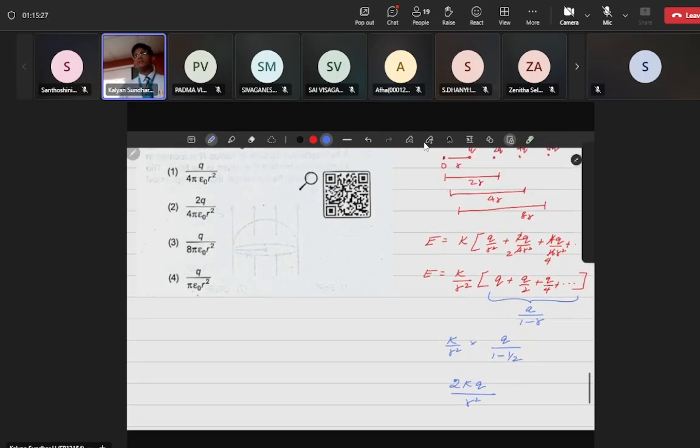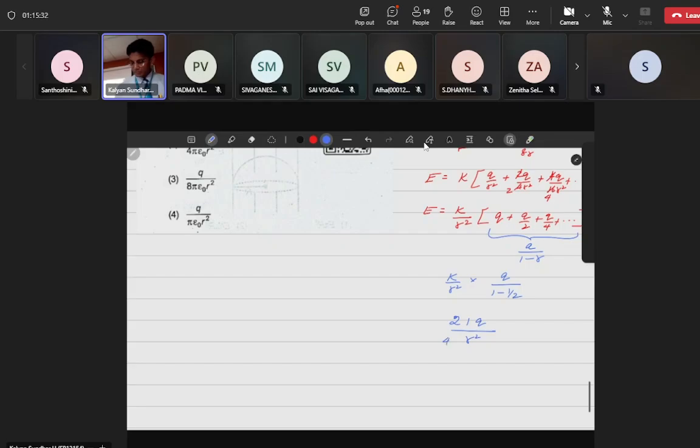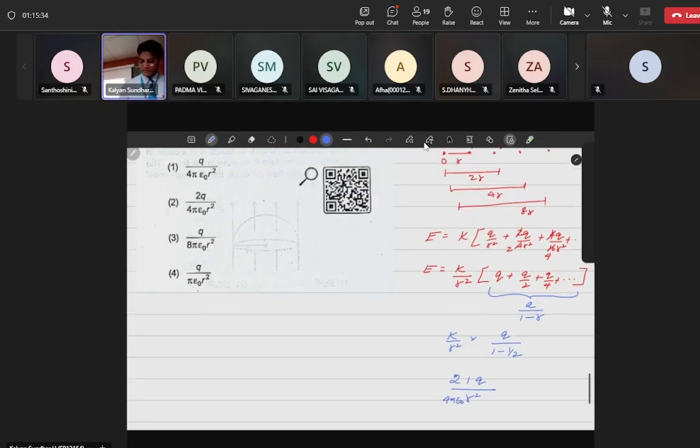இங்க k வந்து they have written it as 1 by 4 pi epsilon naught. So 1 by 4 pi epsilon naught, they haven't cancelled it. So option 2 will be the right answer.